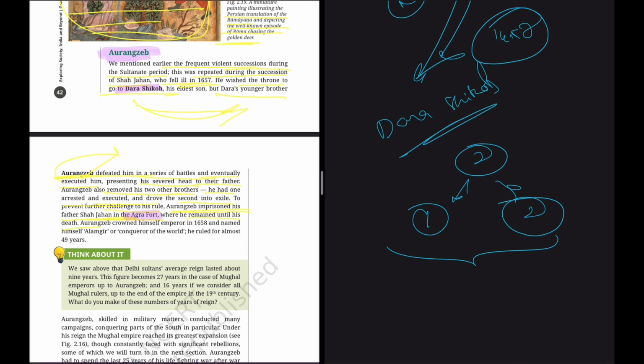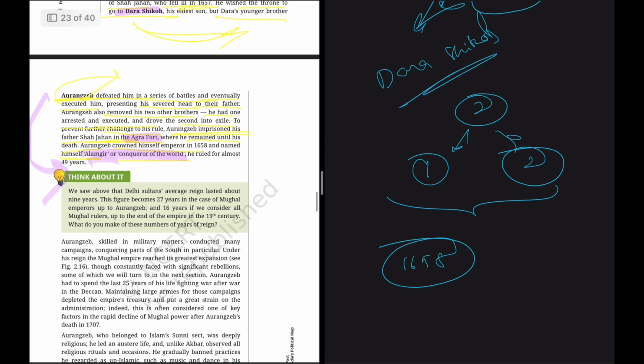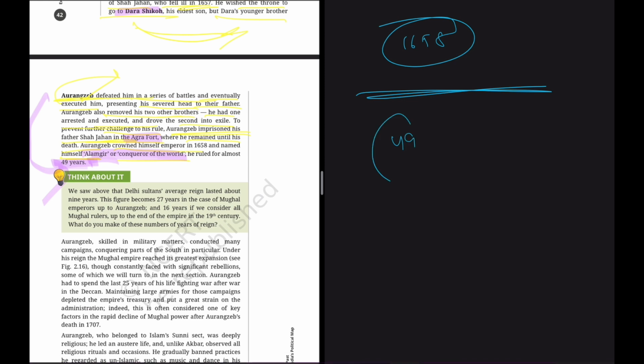until his death. And Aurangzeb crowned himself as emperor in the year 1658 and named himself Alamgir, or the conqueror of the world. So he changed his name from Aurangzeb to Alamgir, which means conqueror of the world. And he ruled for almost 49 years. Even his rule was very long. That is, Aurangzeb ruled for 49 years from 1658. He crowned himself in the year 1658.